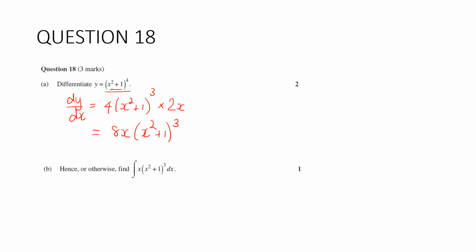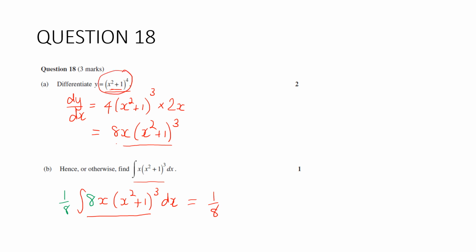Hence, or otherwise, find this integral. All right, it's really close to this, isn't it? It's just got an extra 8 there. So I'm just going to amend this slightly. Here's what we've got. I'm just going to play a matching game. I want 8x, don't I? I can't just do that, so I need to adjust it. 1/8 times 8 is 1, so I haven't changed anything. Now, I happen to know that the integral of this is this. So there's our answer, x squared plus 1 all to the power of 4 plus c.